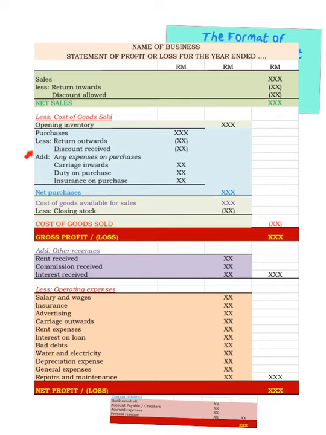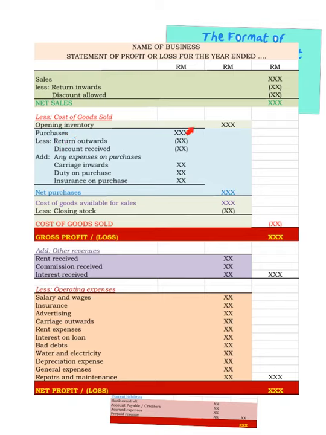So that is why you are going to minus it from purchase here. So you just minus it here. Okay, so we are not done yet. We look at any expenses on purchase that you might have already incurred. What are they? They might be the carriage inwards, the transportation cost that you need to incur to bring the goods purchased into your premise. Okay, duty on purchase that you might have paid, insurance on purchase maybe that you have paid for your purchase. So any expenses related to purchases must be added to purchase and will be considered as part of our purchase.